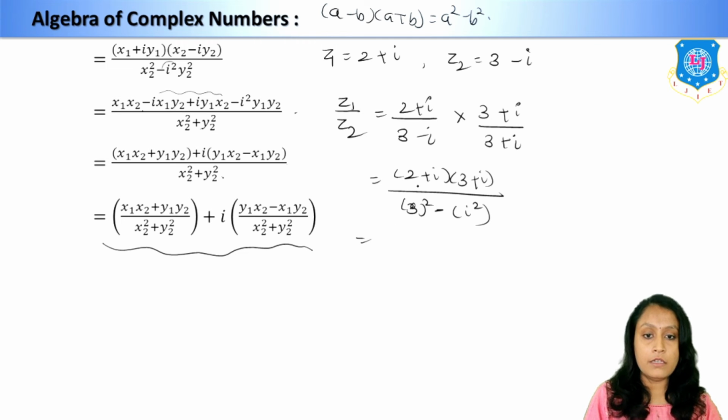Now multiply the numerator. So multiply this 2 with the bracket. So you will get here 6 plus 2i. Plus now i with this bracket. So you will get 3i plus i square. And again over here i square is minus 1.